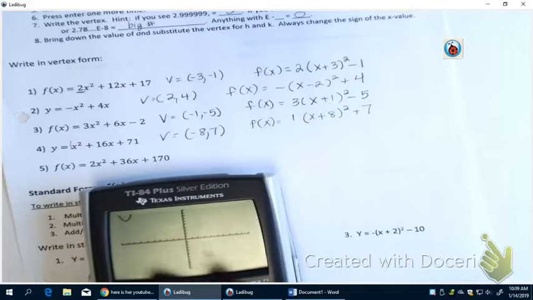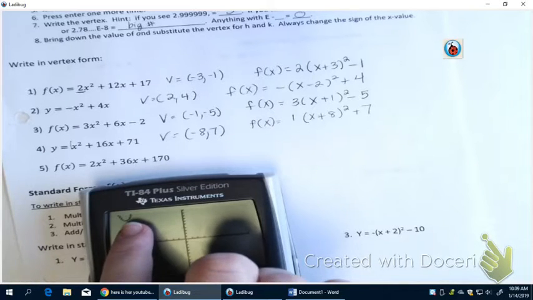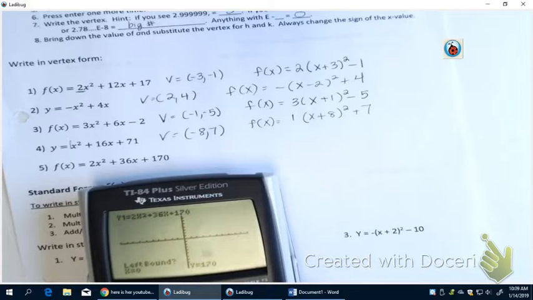Let me make sure I put that in right. Alright, I did. So it's very similar to the last one, how it's really weird over there. Second calc, still a minimum. And now I can't see it at all.